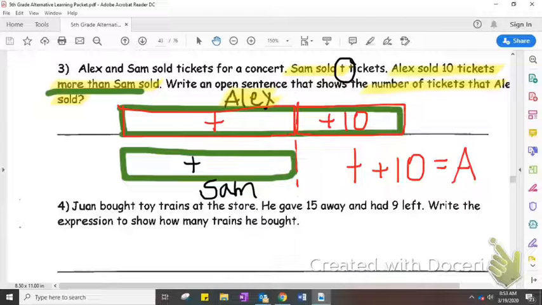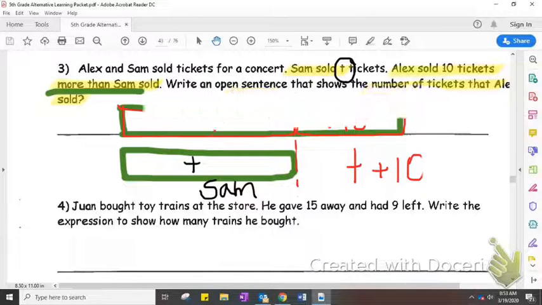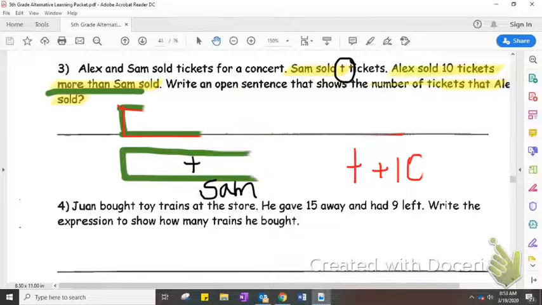Now to check your work, let's come up with, so write this down because I'm about to erase it. T plus 10 equals A. T plus 10 would be the expression. I'm about to erase, okay, so make sure you have that. Make sure you have the bar models. You guys know I love bar models. Okay.